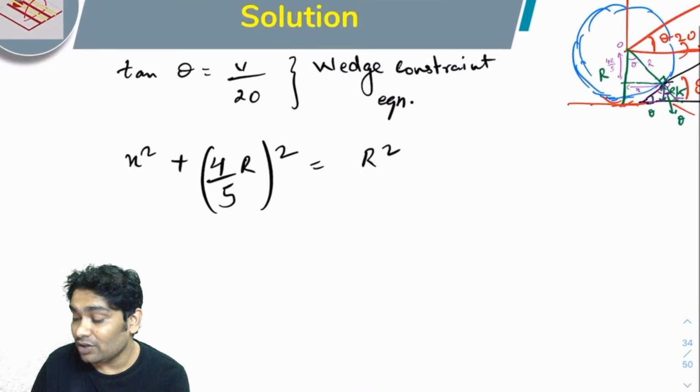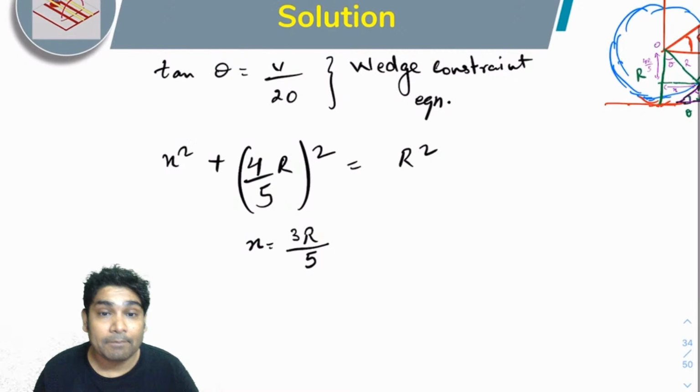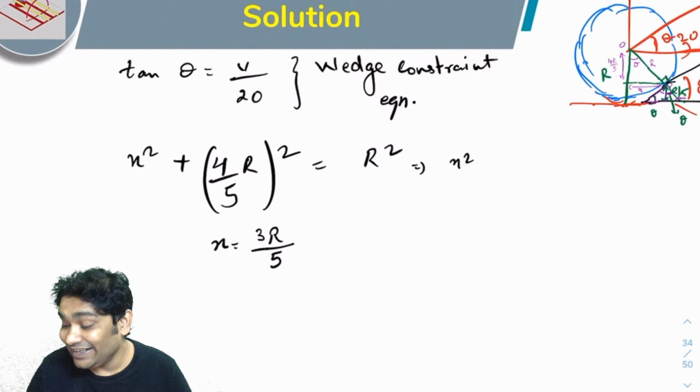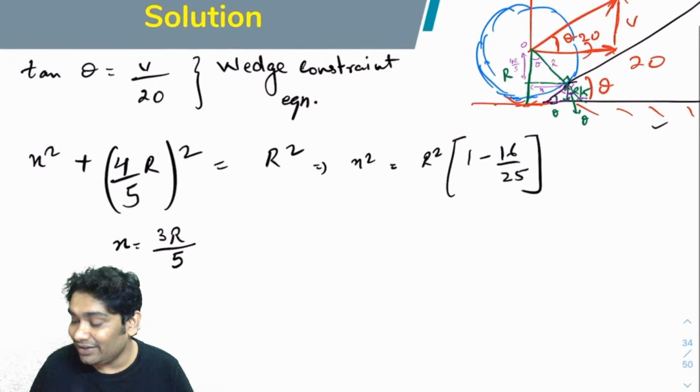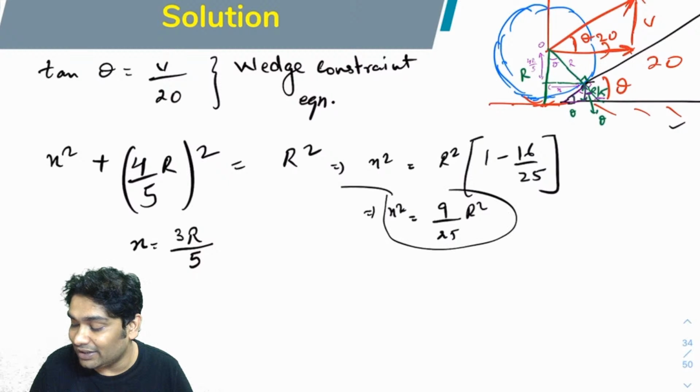Let's see what that gives me. So x should be equal to r times 3 over 5, since 1 minus 16 over 25 is 9 over 25. I hope you guys can see this. Let me just quickly do this. x square equals r square times 1 minus 16 over 25, so x square equals 9 over 25 r square, and that is how I am getting this.